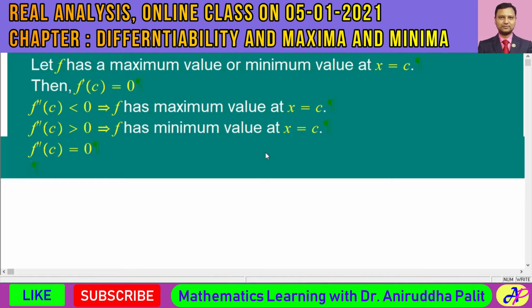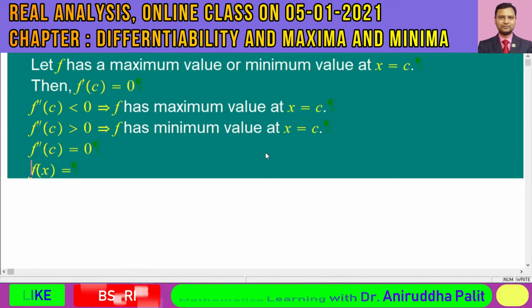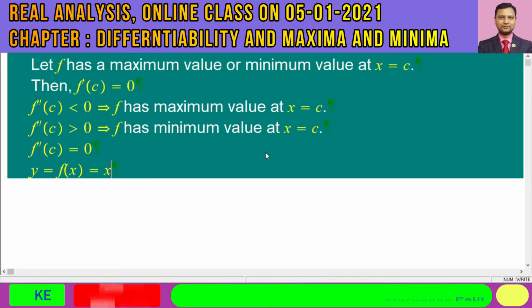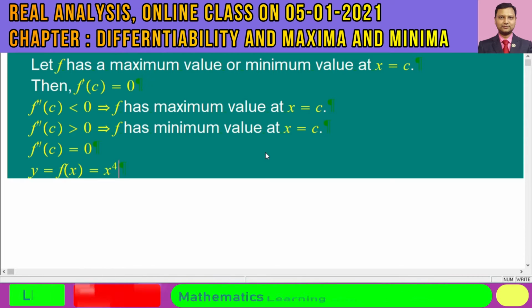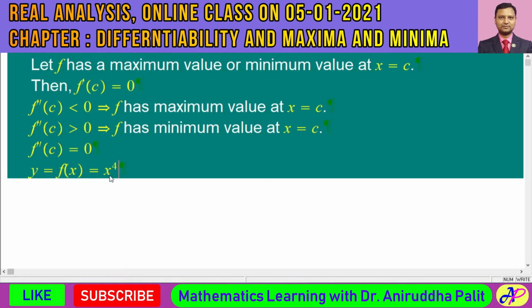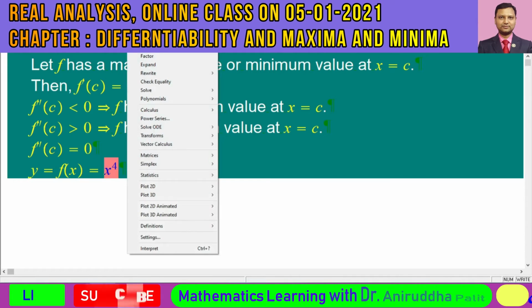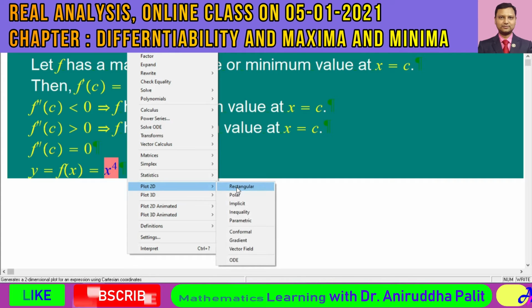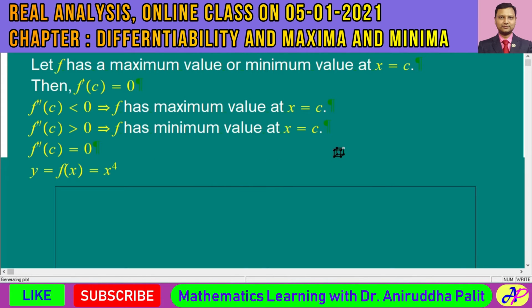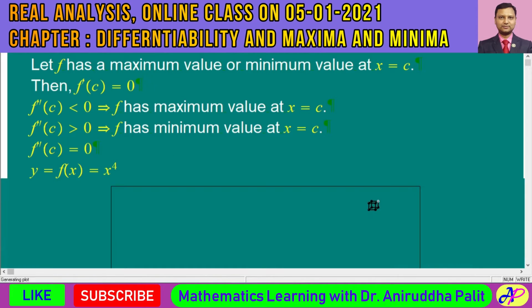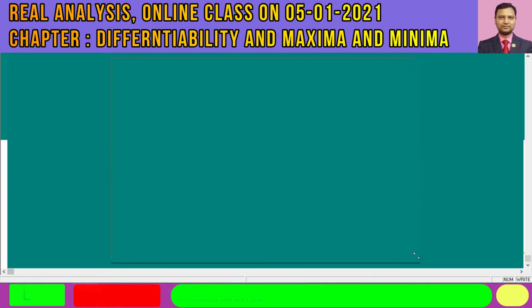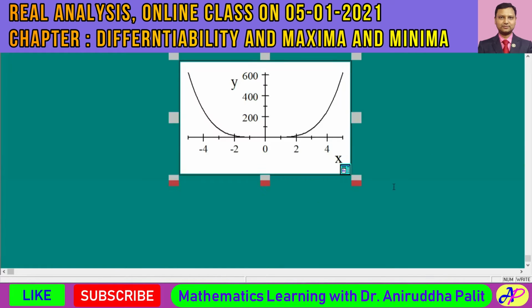Suppose f of x, that means y equal to f of x, is equal to x to the power of 4. And if we draw the graph of this function y equal to x to the power of 4, let me draw the graph over here. Plot the function, rectangular plot. This would be the graph of the function.